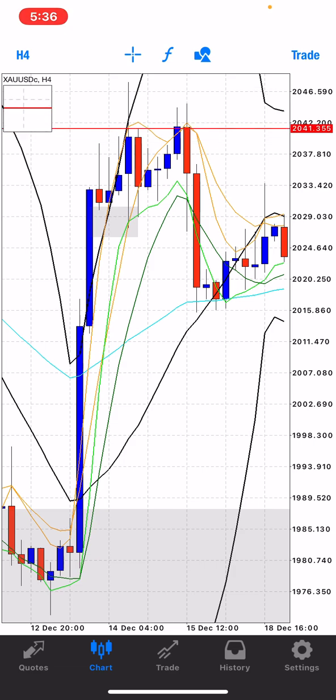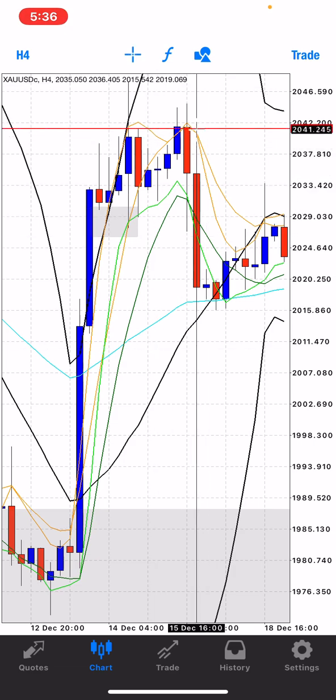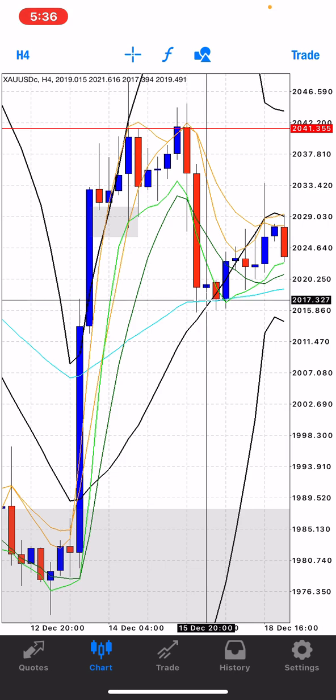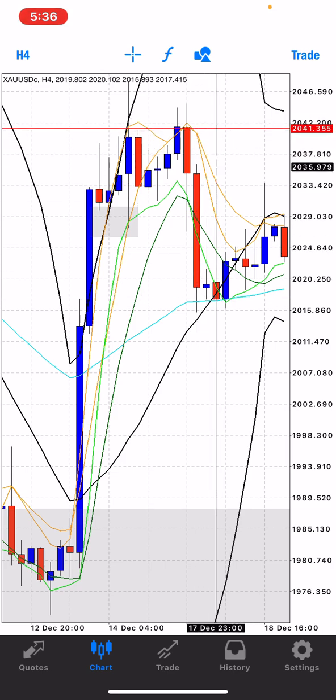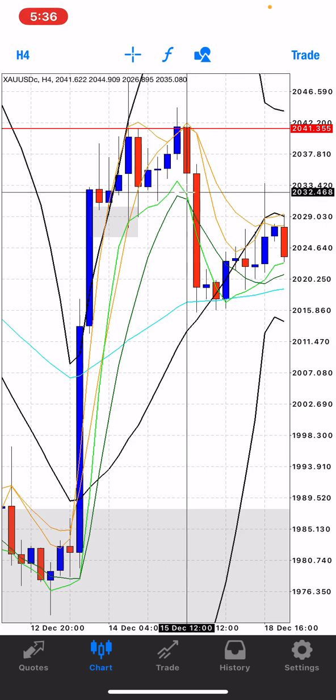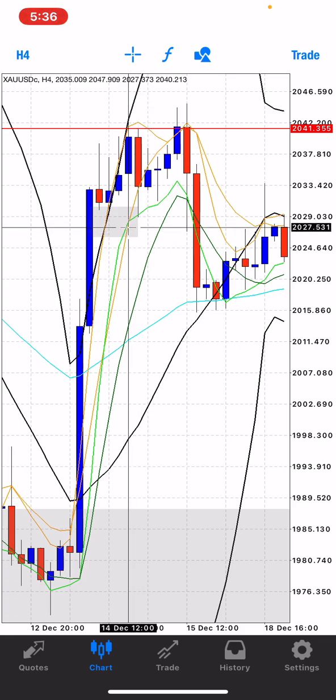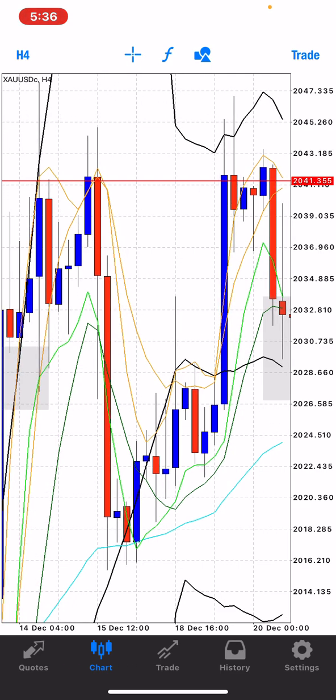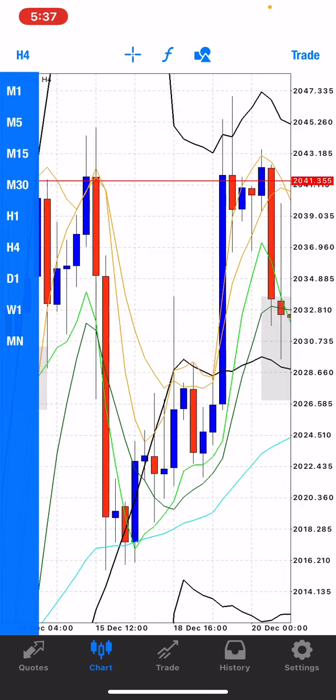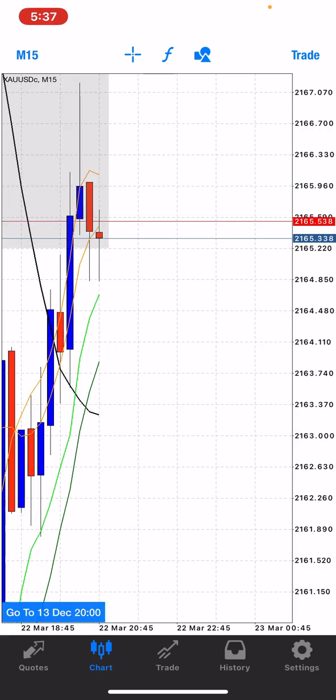We took our TP, and the price just smashed it, and then it started falling. You see why TP1 is very, very necessary in taking these trades. Because, let us say we are going to analyze this H4 CSM buy. Let's go to the 15 minutes.